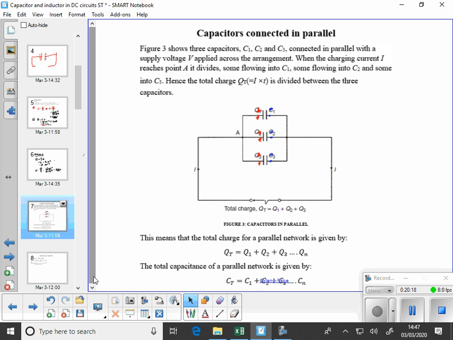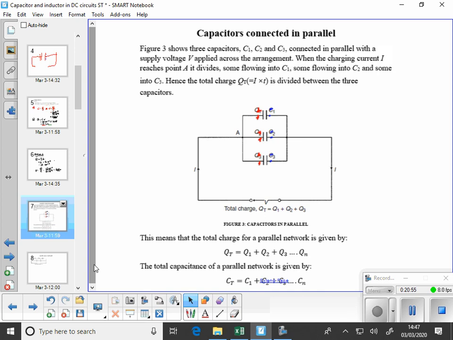The charges on them, Q, may not be the same because they might not have the same capacitance value necessarily. But they're all going to charge up to 10 volts or 20 volts, whatever we're applying. So the total charge stored must be each of the charges, Q1, Q2 and Q3 added together. And if you add more capacitors in parallel, then you're going to get more added on.